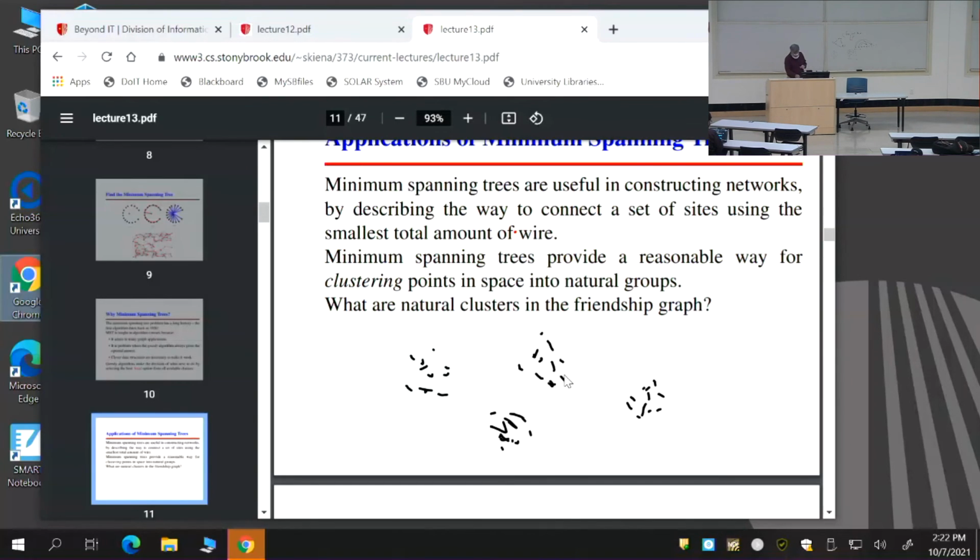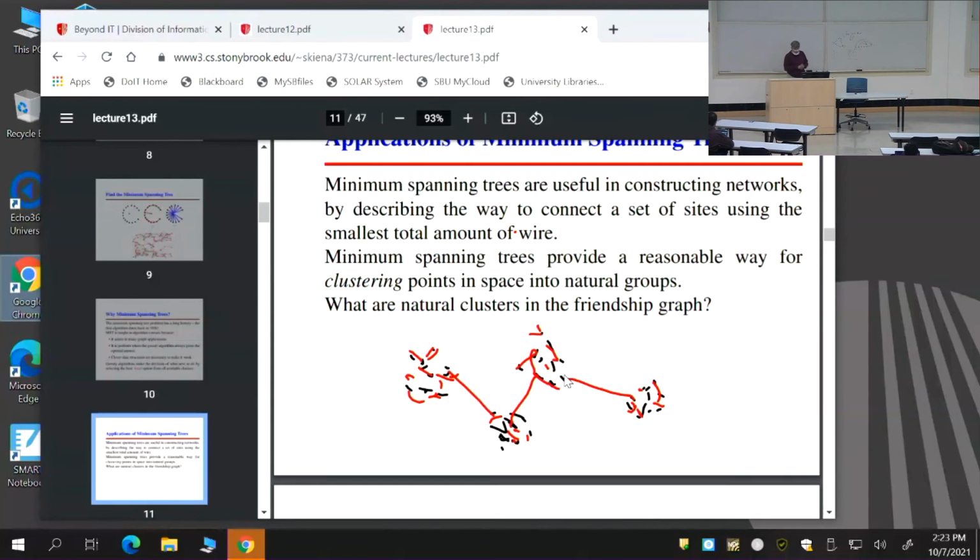What would the minimum spanning tree of these points look like? I'm going to claim they're going to look something like this. Ka-chunk, ka-chunk, ka-chunk. Does everybody agree that that's kind of what the minimum spanning tree would be?